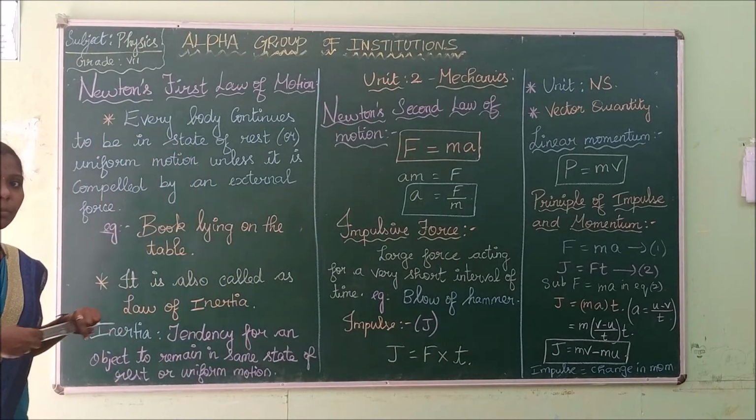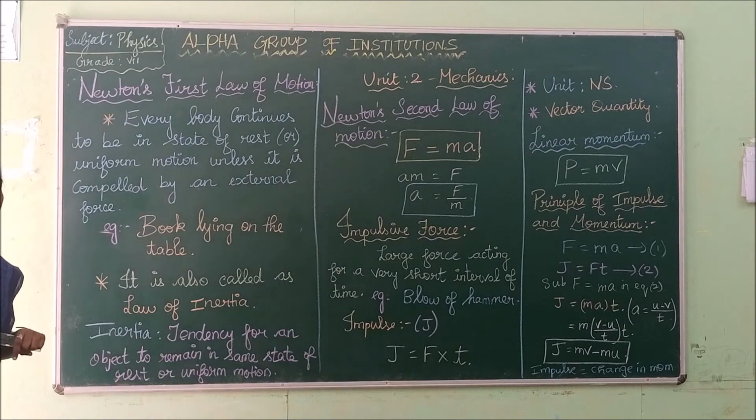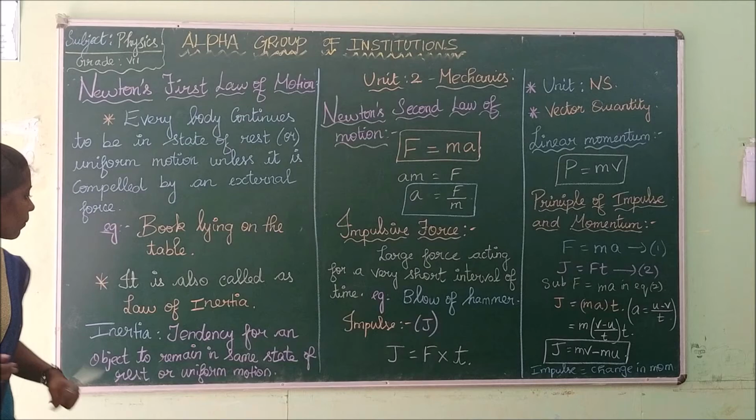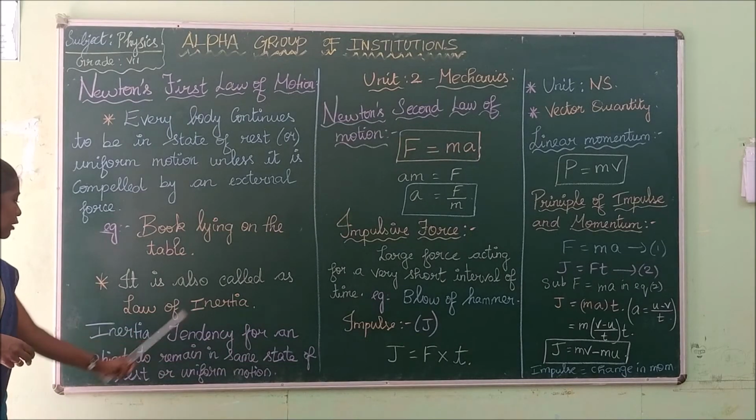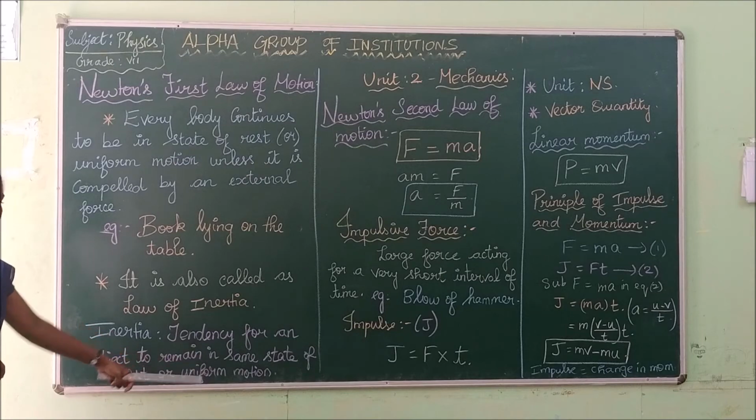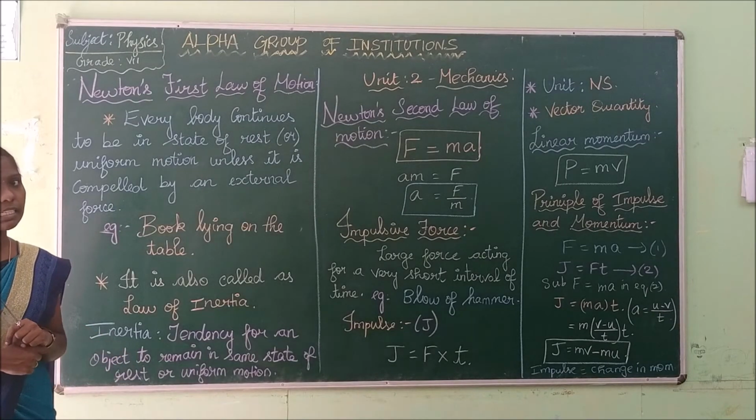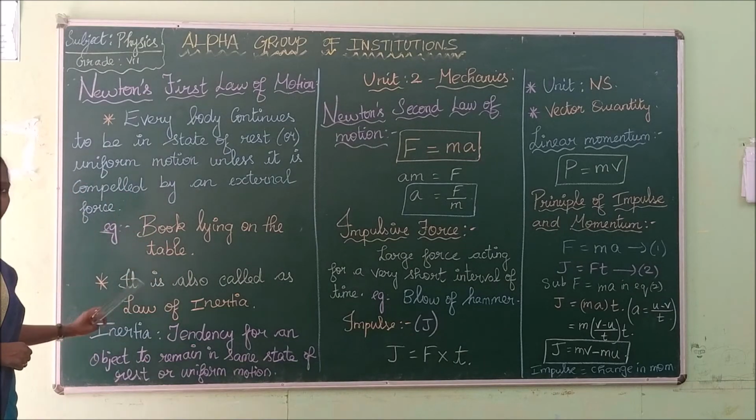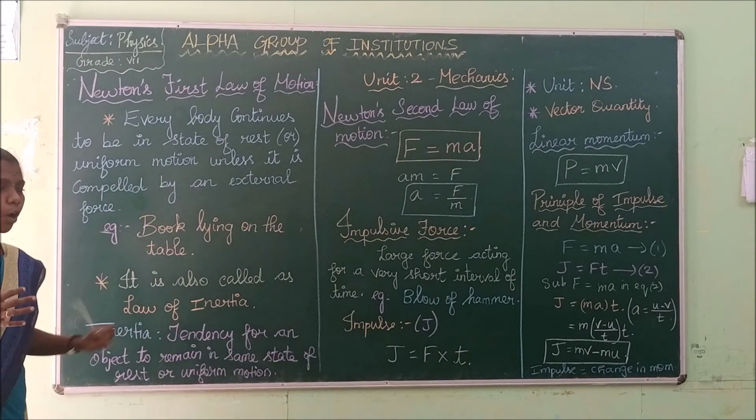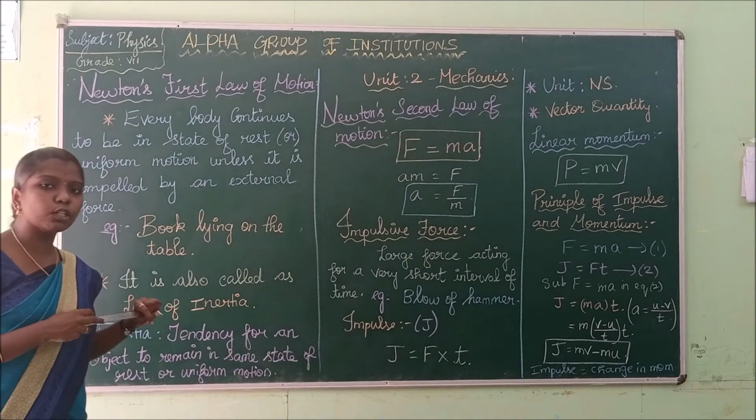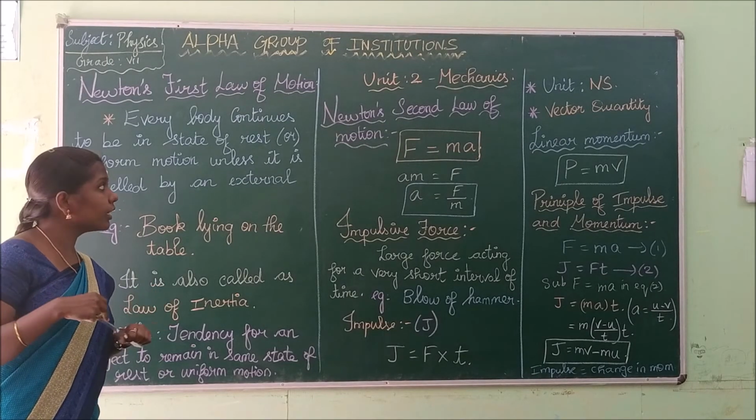Inertia is derived from the Latin word inert, which means unchanging. Inertia is nothing but the tendency for an object to remain in the same state of rest or uniform motion unless an external force acts on it. The meaning for Newton's first law is the same, so it is also called the law of inertia.